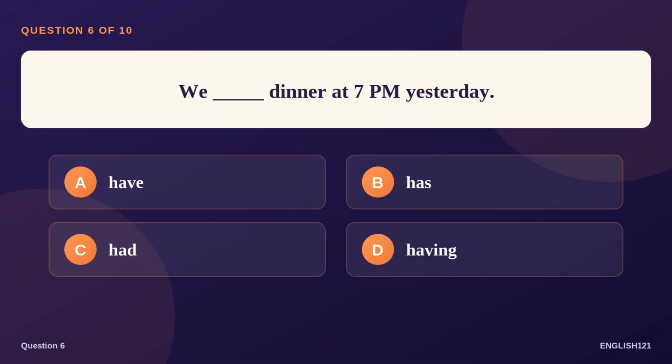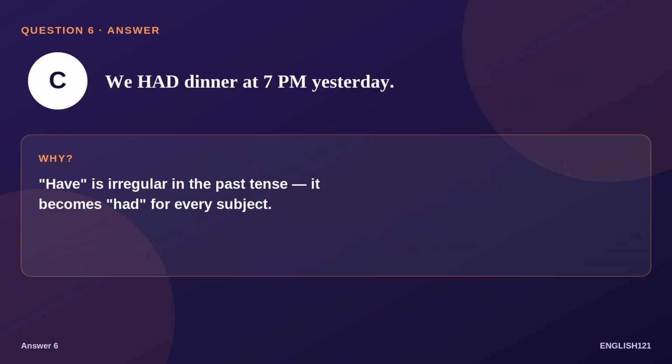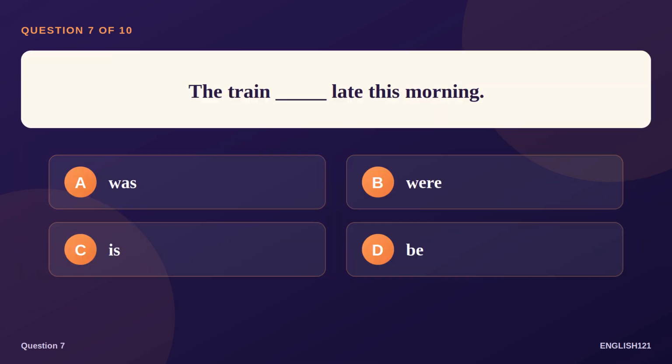Next question. We blank dinner at 7 p.m. yesterday. Have, has, had, having. We had dinner at 7 p.m. yesterday. Why? Because have is an irregular verb, and the past simple form of have is had for all the subjects.